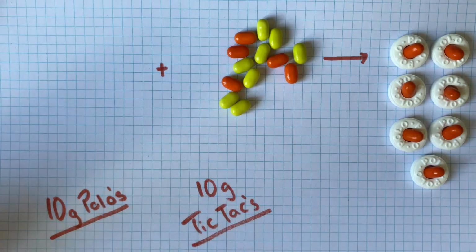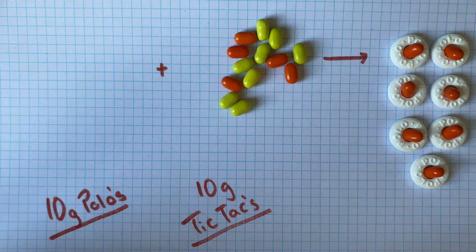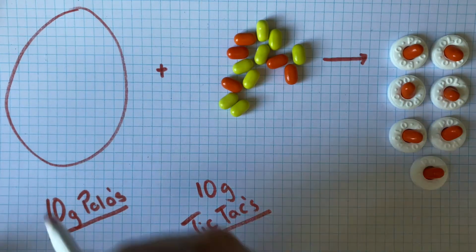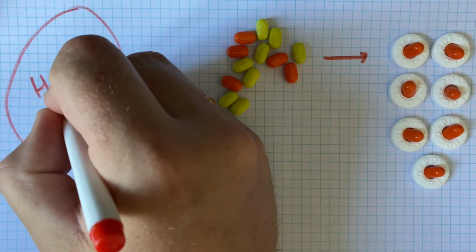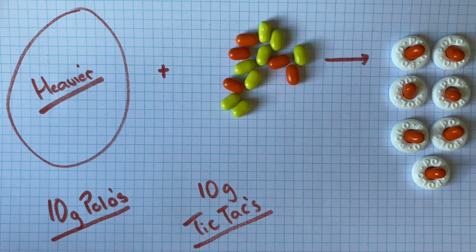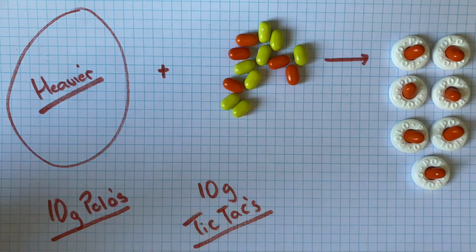And it should appear obvious by now that actually the reason we ran out of Polos is because each Polo is a lot heavier than a Tic Tac. So therefore, this is exactly the same problem that happens in chemistry.